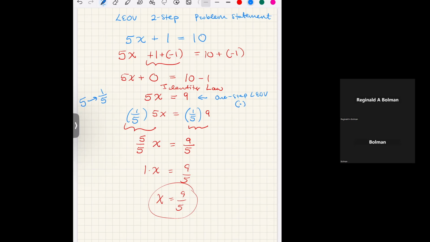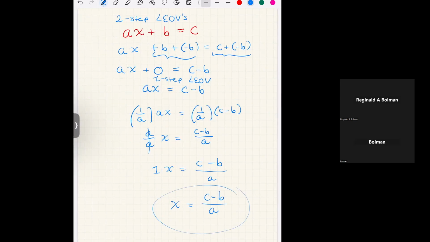In this instance, since we have a multiplicative one-step LEOV, we will use a multiplicative inverse of 5 to solve for our x value. The multiplicative inverse of 5 being 1/5. So when we multiplied 1/5 on both sides, we were able to find that x was equal to 9/5.